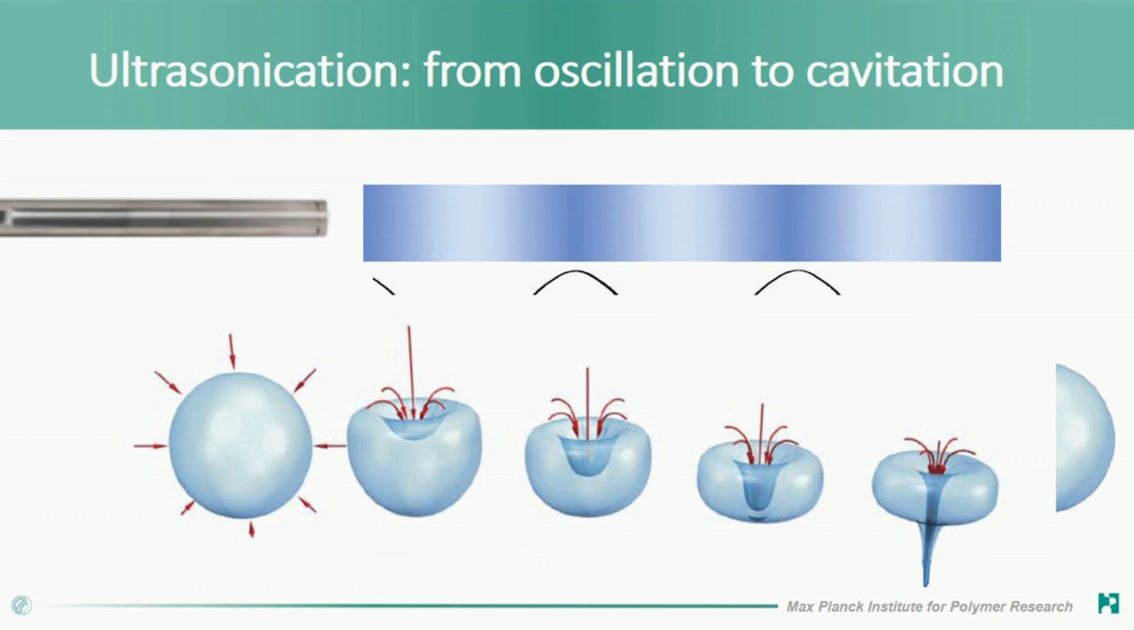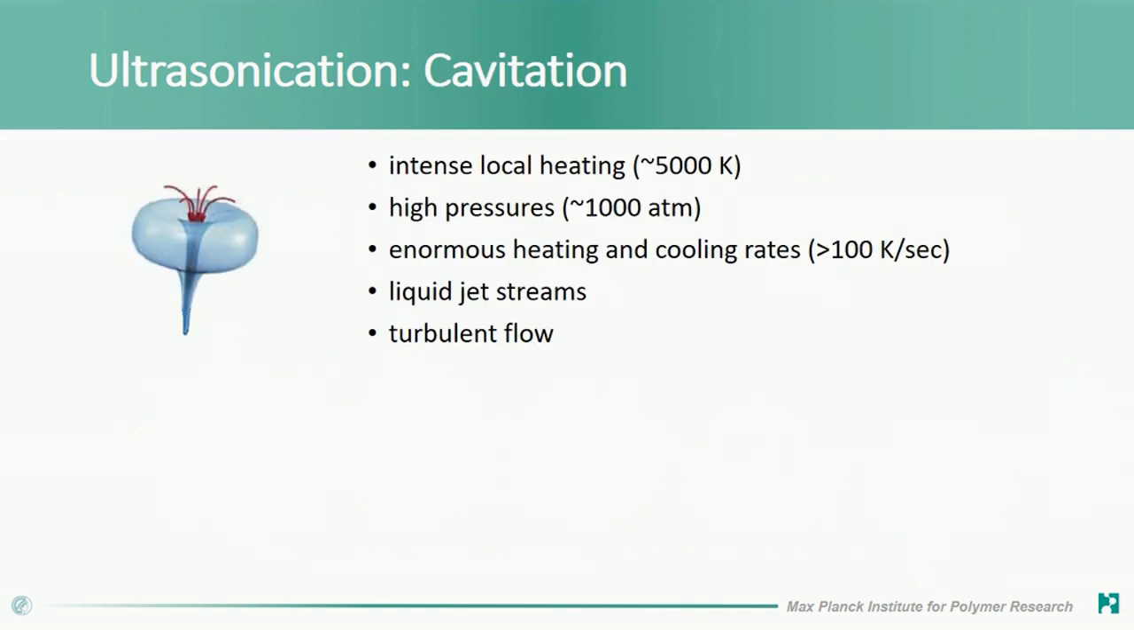This implosion will create, first of all, very high local heat. It will create high pressure. But what is maybe more interesting for us is that it will create very rapid liquid jet streams and a turbulent flow. So those cavitation events are really what we need to create the emulsion.